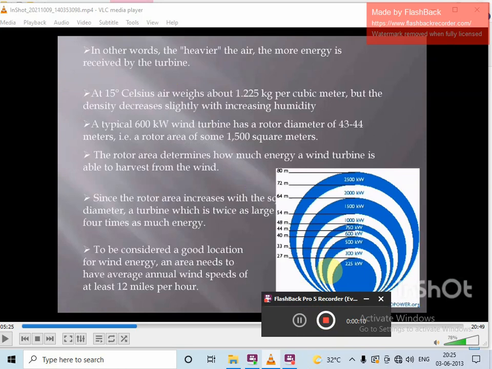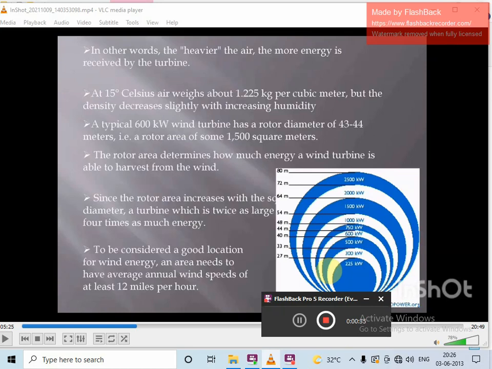This is part 2 of the lecture on wind turbine design considerations. So in this section we will discuss the requirements for the installation of a wind turbine.